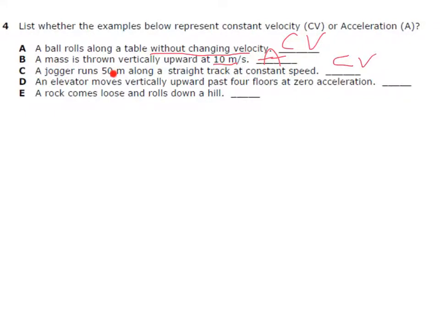An elevator moves vertically upward past 4 floors at 0 acceleration. Well, obviously, if there's no acceleration going on, then that's also constant velocity. The last one says a rock comes loose and rolls down a hill. Well, if it's rolling down a hill, it's subject to gravity, which means acceleration. So these 3 are constant velocity, and these 2 guys right there are operating under acceleration.